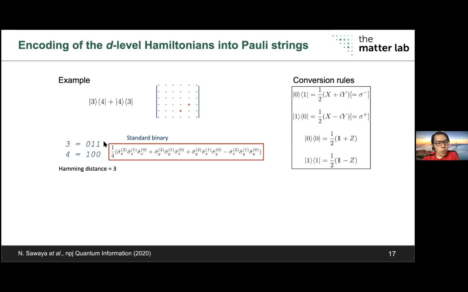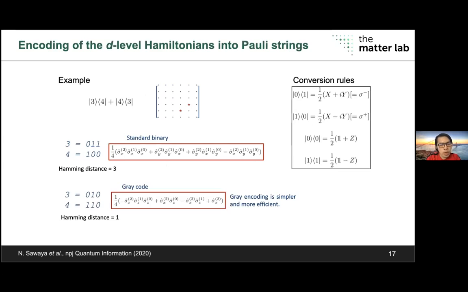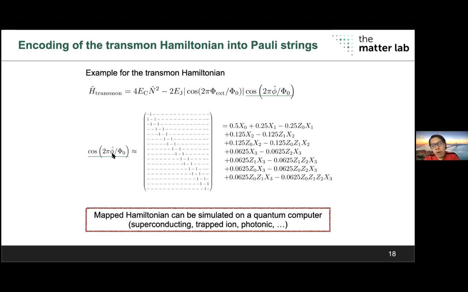So if you write it down in this way and use this conversion rule, you can easily get these Pauli strings, okay? You can simply write a very simple Python code to do this kind of transformation. There are also different types of encoding called Gray encodings, and everything is discussed in this paper. If you're interested, you can have a look at it. So for the cosine operators that we saw earlier, we can also map these operators using the techniques that we explained earlier, and then you can map it into these Pauli strings, right?